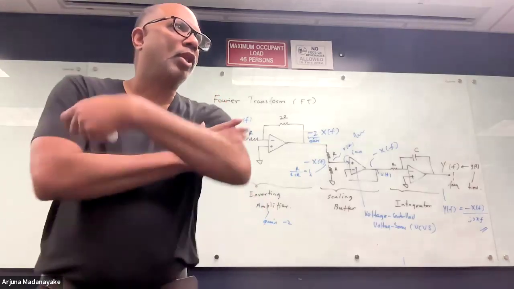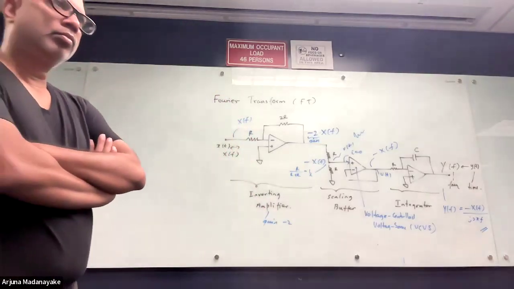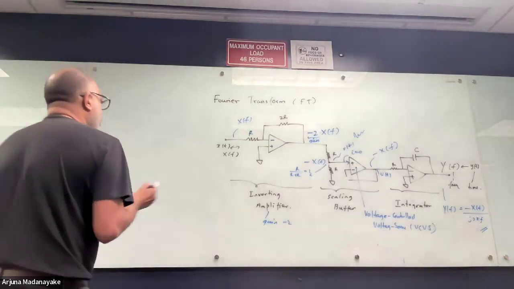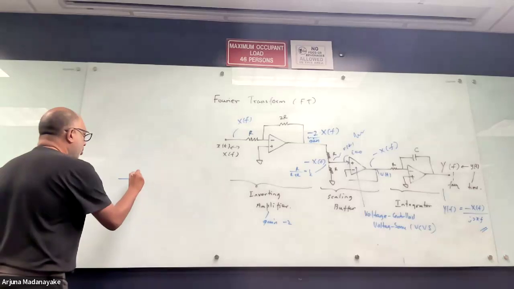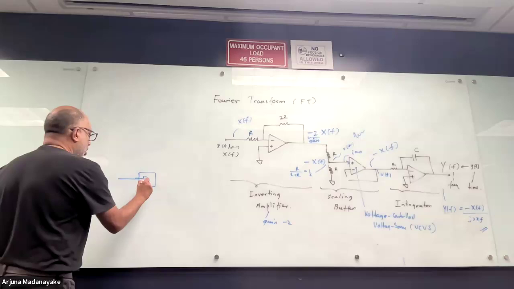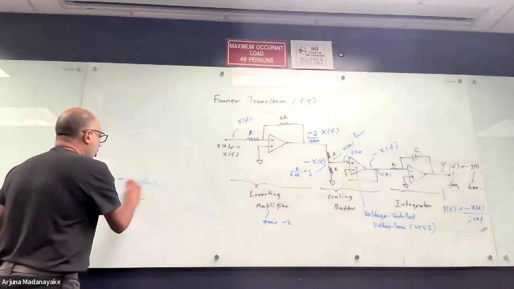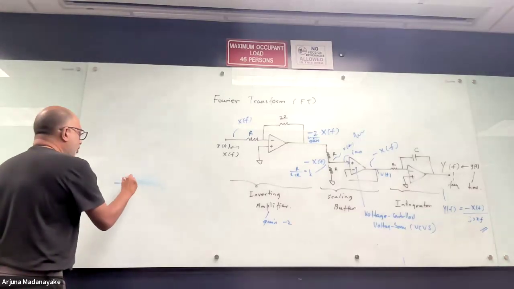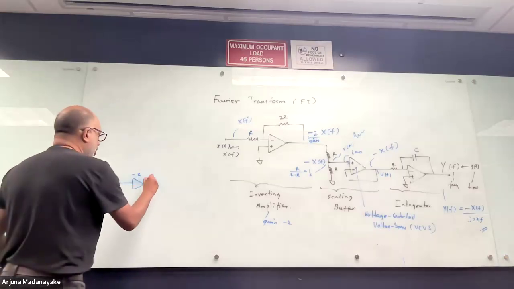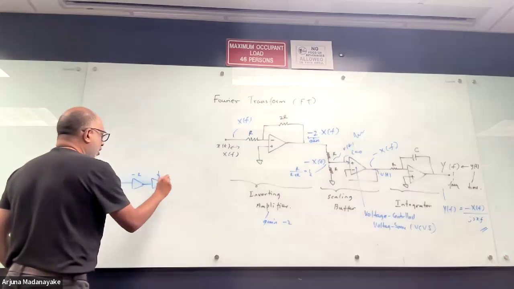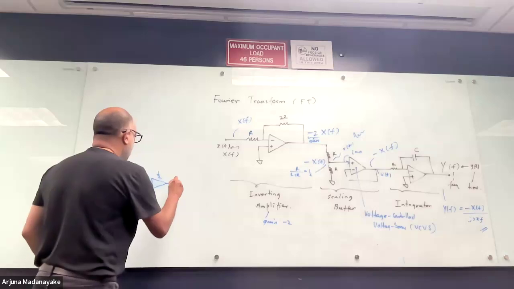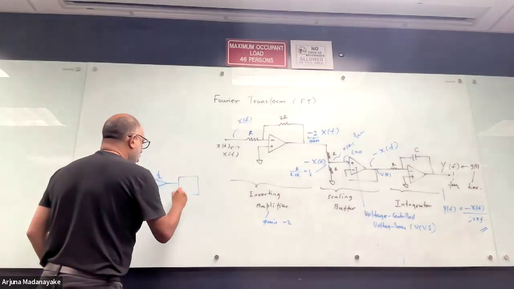Could you maybe do a quick drawing of the ones with the boxes? Yeah. So the first box will be -2, right? Yes. The second box will be half. Correct? Yes. And the third box will be the integrator.